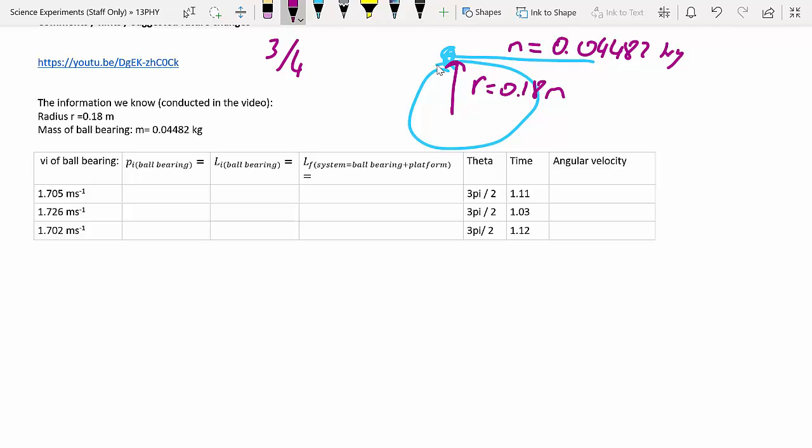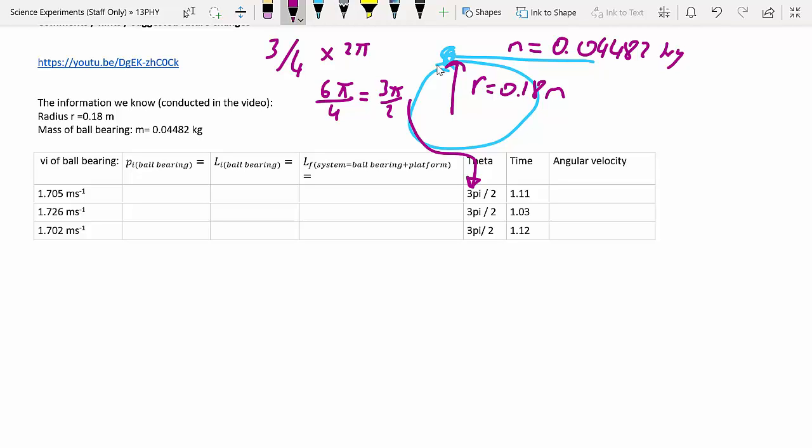3/4 of a circle, and 3/4 of 360 would give you 270 degrees, which is what I said in the video. 3/4 of 2 pi would give you 6 pi over 4, which is the same as 3 pi over 2, which is what it says down here. So that's 270 degrees in radians.